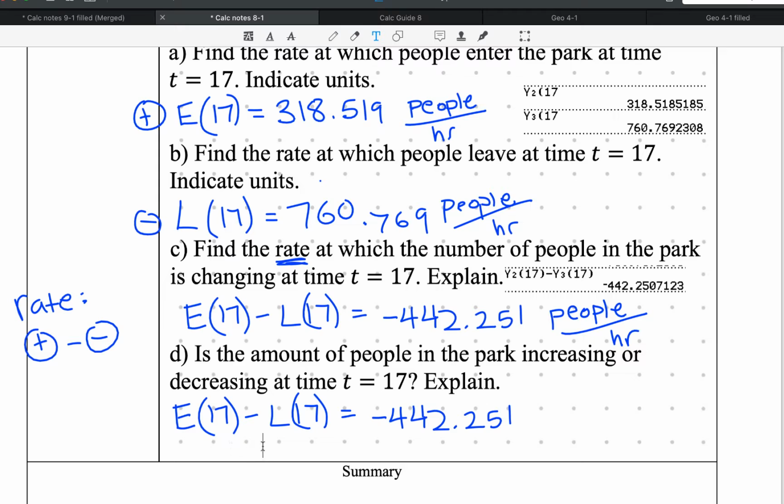Is that your explanation, or do you have to write it? So yeah, I will write the explanation. I'll say, so it's decreasing. That's my conclusion. And why? I'll say at time is equal to 17 to be more specific. Why? Because capital E of 17 minus capital L of 17 is less than 0.